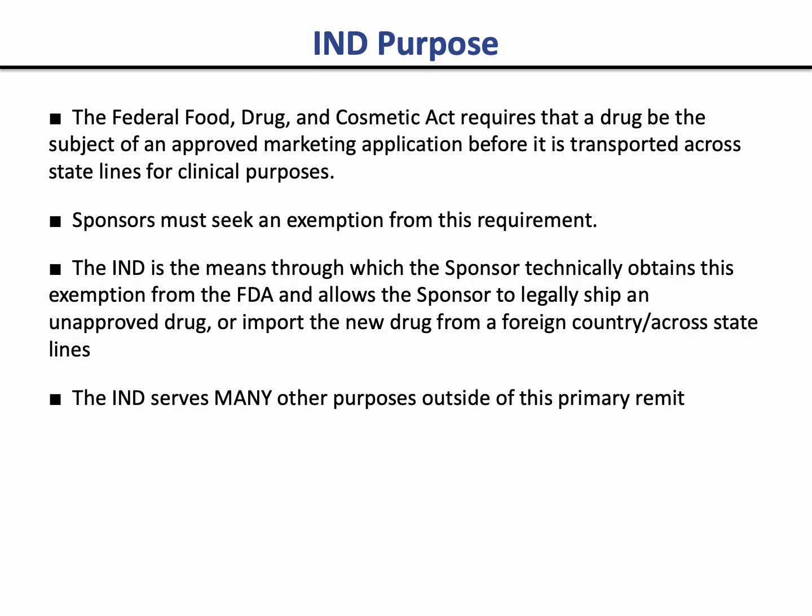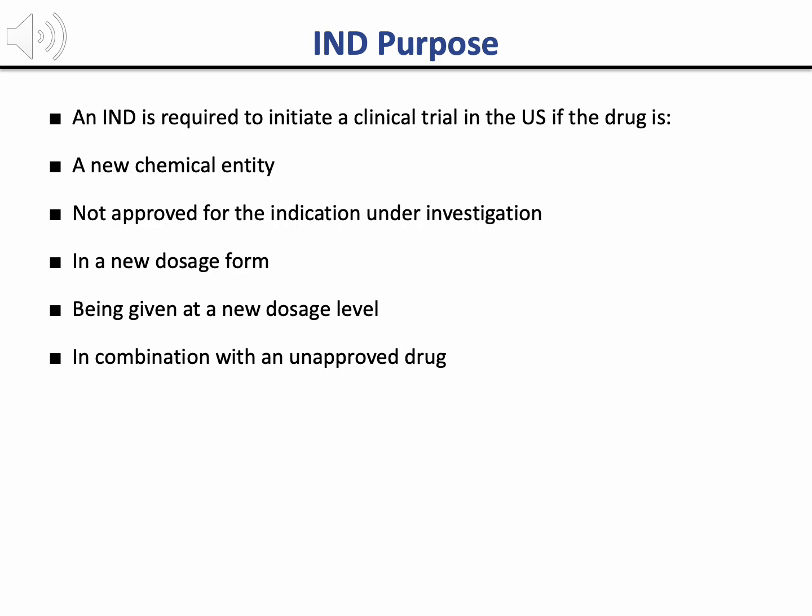phase of development. This slide specifies the circumstances under which an IND is required. These 5 scenarios capture when FDA oversight of clinical investigation is mandatory. First, a new chemical entity, NCE, any drug that has never been approved for any use always requires an IND. This is the most straightforward case. The drug has no regulatory history in the US, so FDA must review available safety data before human testing can proceed. Second, approved drugs being studied for new indications require an IND.